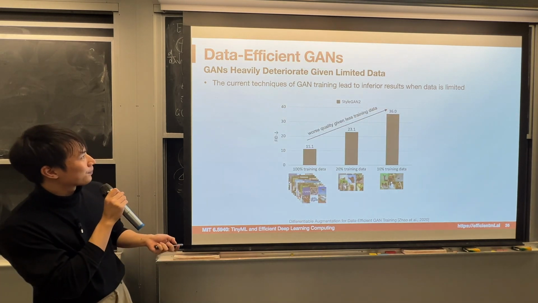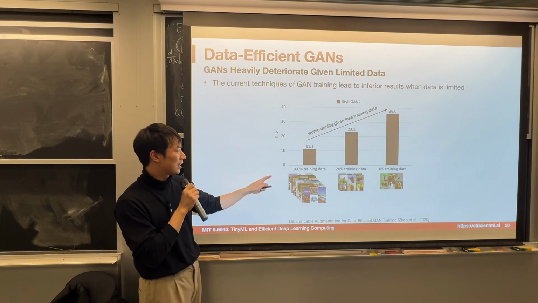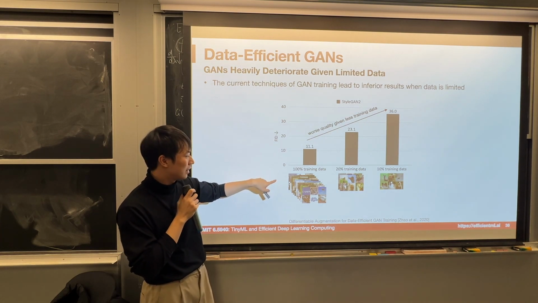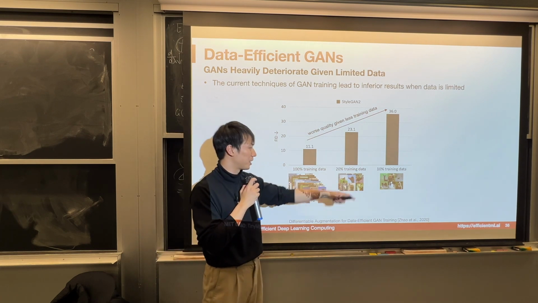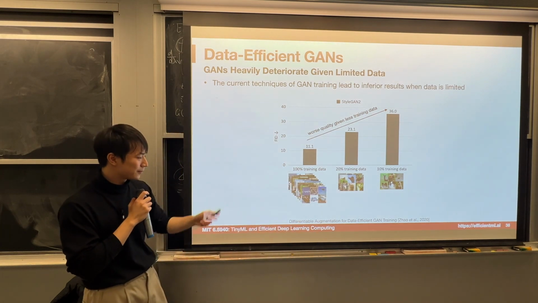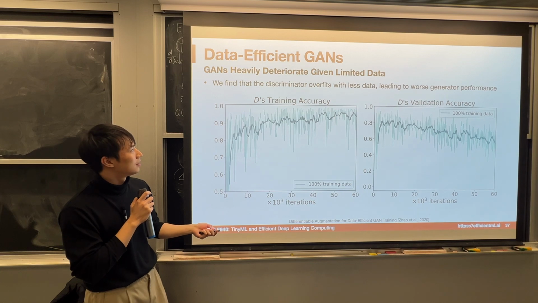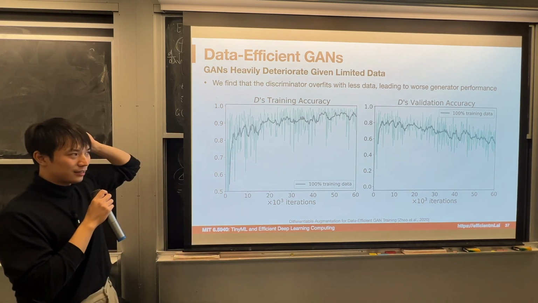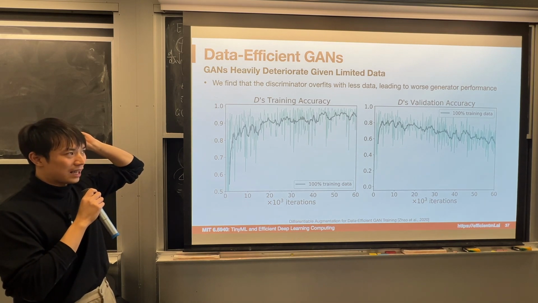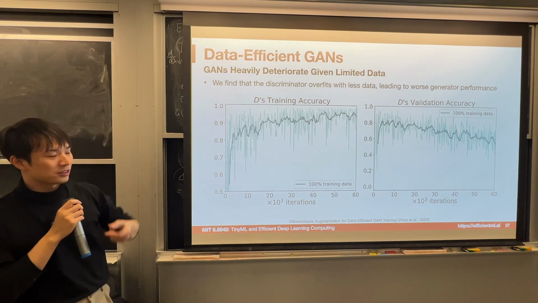Here is some more quantitative data. As we mentioned, FID is lower the better. If you use 100% training data, you're getting good FIDs. But if you reduce the amount of training data, the FID is much worse. So we find the problem of data size and bad outputs is actually, of course, about overfitting.